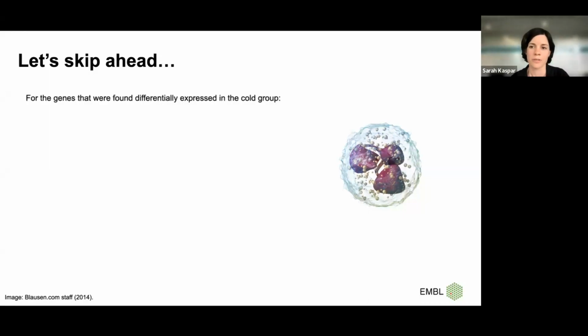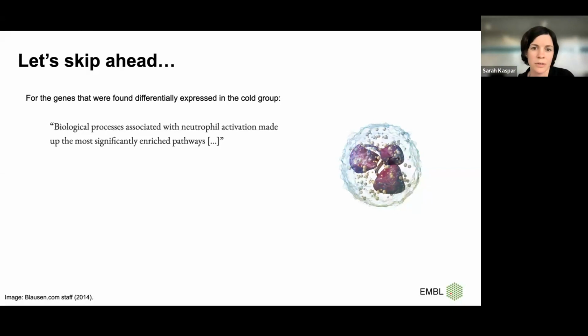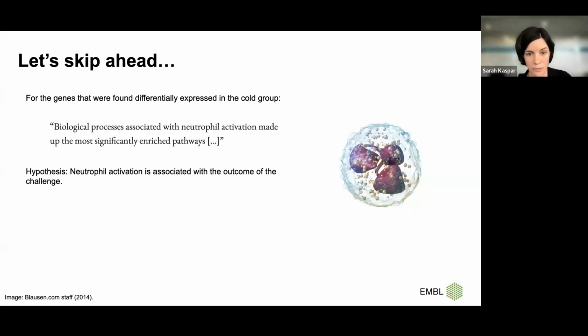And of course, not only this gene that I have shown you was tested, but also 20,000 other genes, and based on some thresholds, some of them were called differentially expressed and others were not. And for those that were higher expressed in the cold group, the authors found that unusually many of them had something to do with the biological process that in turn is associated with neutrophil activation. So that was a new hypothesis that maybe neutrophil activation is associated with the outcome of the challenge, and that led to follow-up experiments.